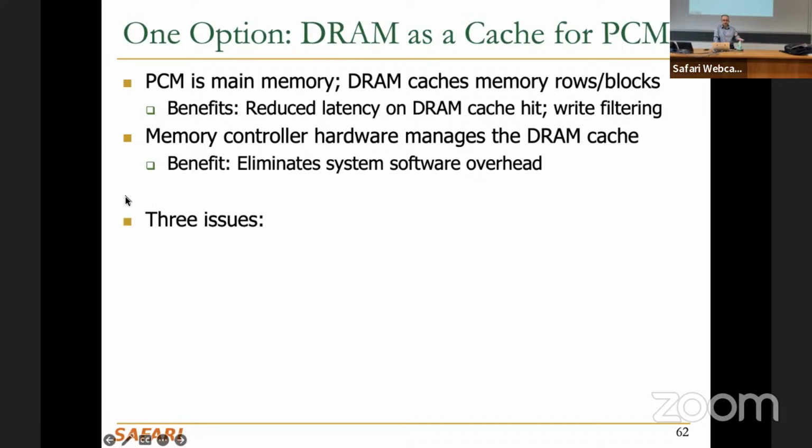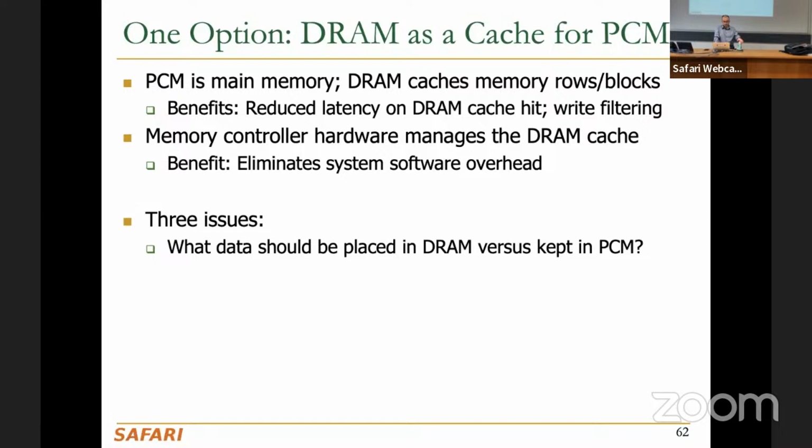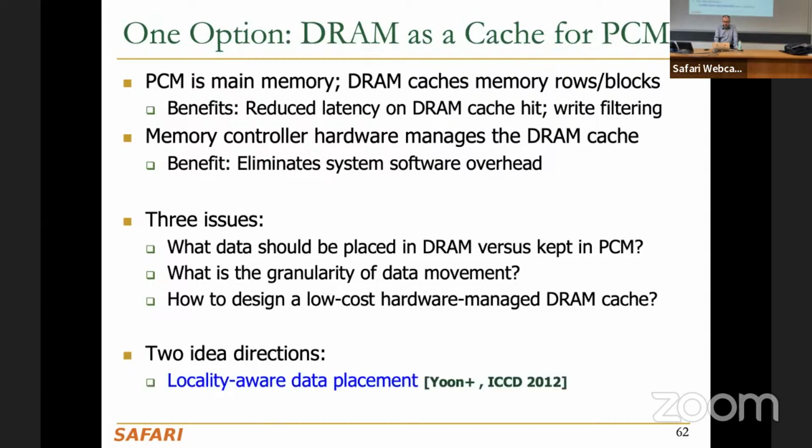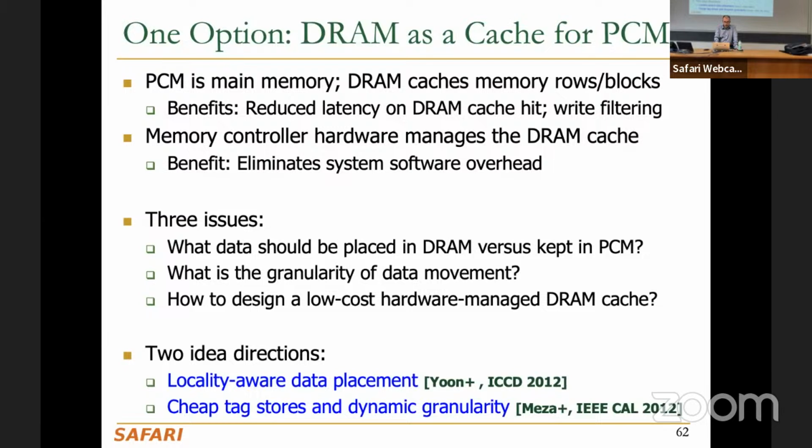But there are at least 3 issues. What data should be placed in DRAM versus kept in PCM? So how you're going to manage your cache intelligently, essentially. And what's the granularity of data movement across them, and how to design low-cost hardware to manage the DRAM cache. So there are 2 idea directions here, like locality-aware data placement and cheap tag stores, and dynamic granularity, that we're going to also see a little bit later.